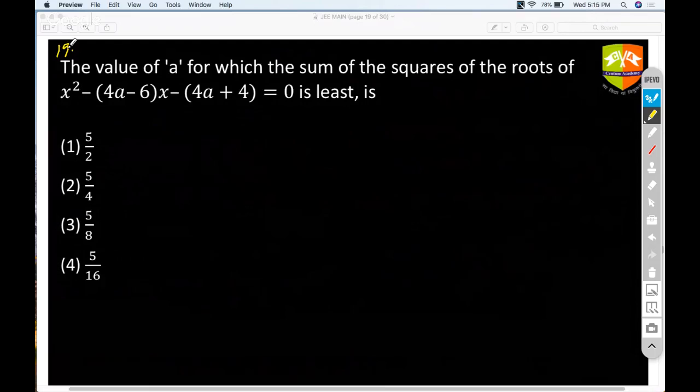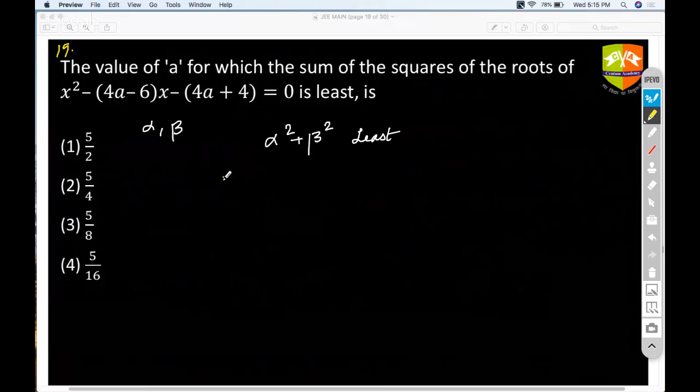Okay, Vaishnavi. All right, so let's say the roots are alpha and beta. So you want the sum of the squares of the roots to be least. So this should be least.